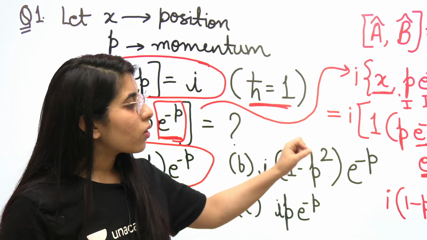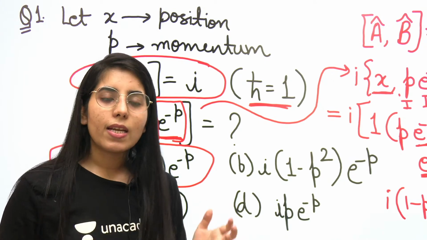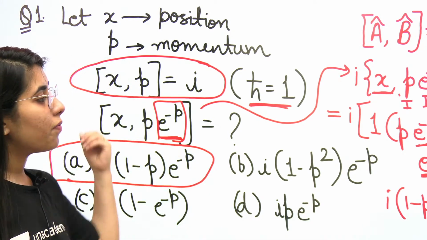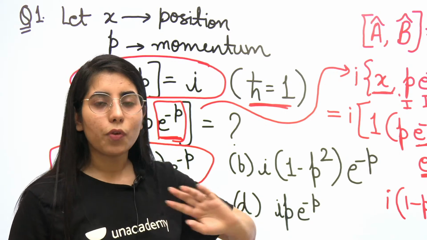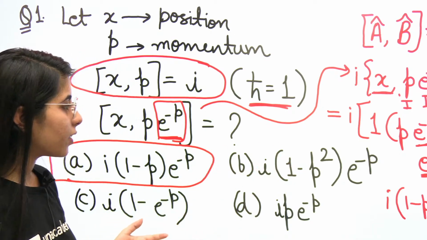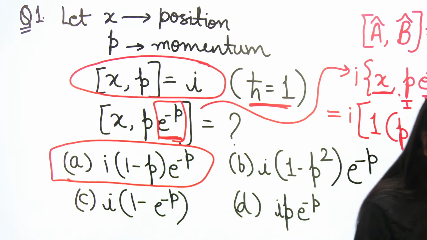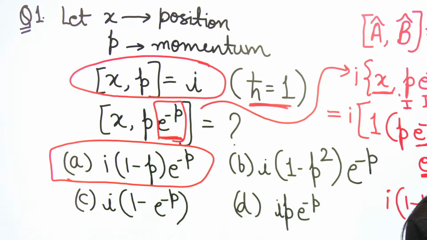Now the Poisson bracket was the simple approach, a less time taking approach, and that's how in very less time you can get the answer for this question. I hope it is clear to you, and if there is any doubt, please mention it in the comments.